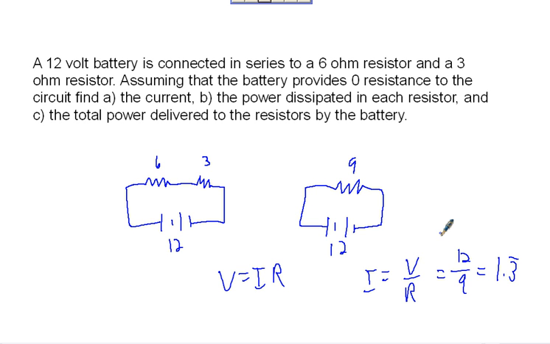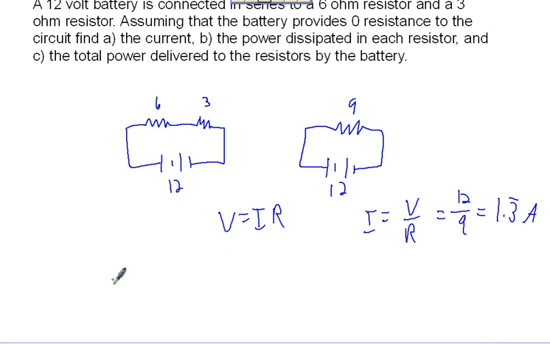Okay, and then we want the power dissipated in each resistor. So now we're going to go back to this model, and we know that the power equals I squared times R. We can get that from this equation, and then P equals I times V. If we combine these two equations by plugging V in for this V, then we get that.